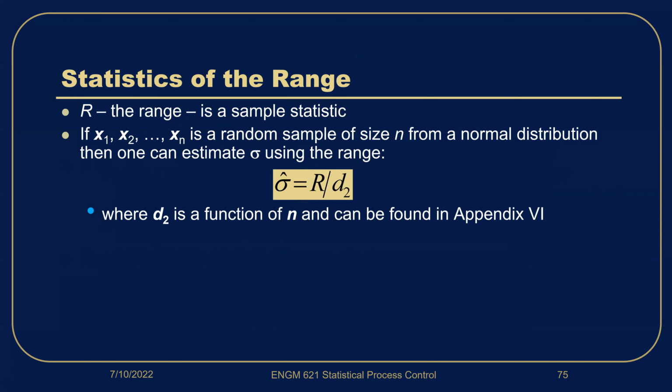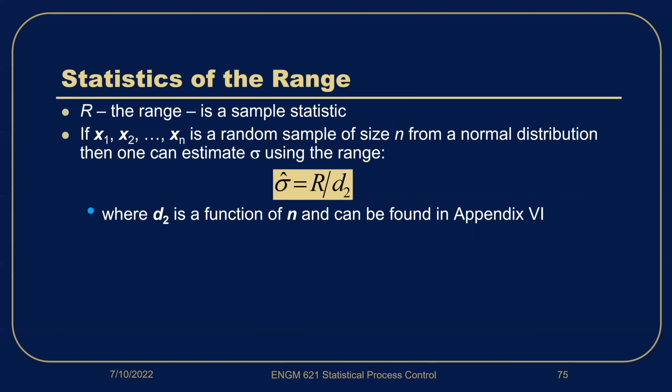Then statistics of the range, the R chart. R means the range, which is a sample statistic. Remember in chapter 3, we introduced several statistics to reflect the spread of a distribution, including range, standard deviation, and variance. Range is one of the measurements to show the spread.